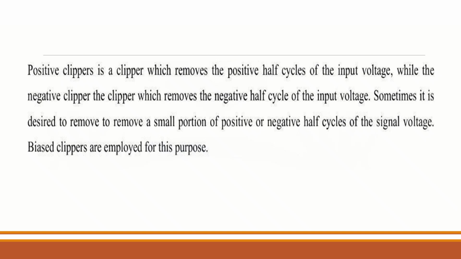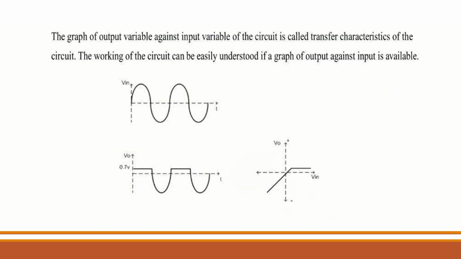Sometimes it is desired to remove a small portion of the positive or negative half cycle of the signal voltage. Biased clippers are employed for removing a small portion of either the positive half cycle or the negative half cycle. If the entire positive half cycle is clipped off, that type of clipper is known as a positive clipper. If the entire negative half cycle is removed, that type of clipper is known as a negative clipper.